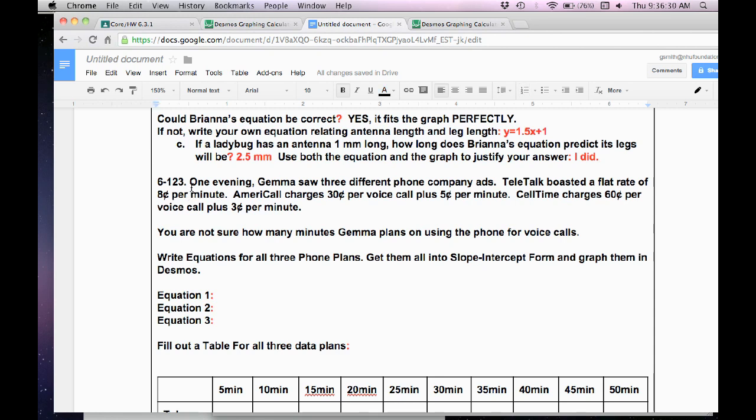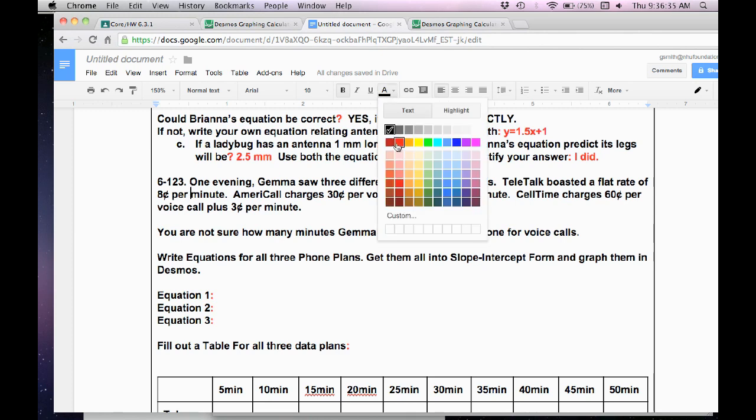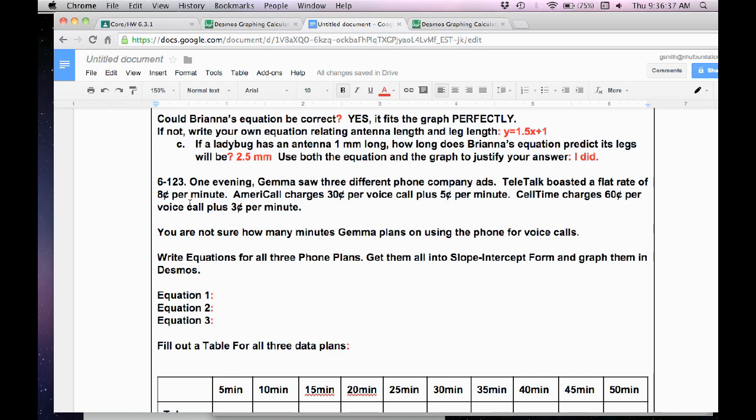It's just that. So let's try to write this in a slope-intercept form. That per tells me that that's the slope. So I'm going to be like y equals 8x plus 0 because you don't pay anything else. It's just that. Everybody good? 8 cents per minute. So that's your slope word.